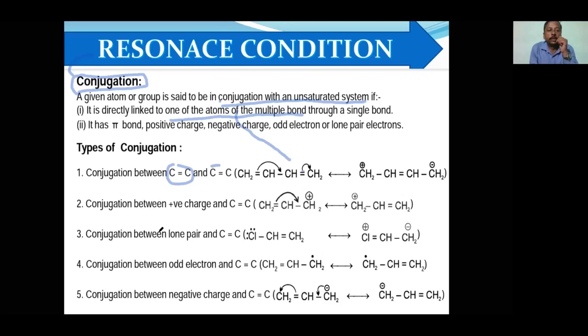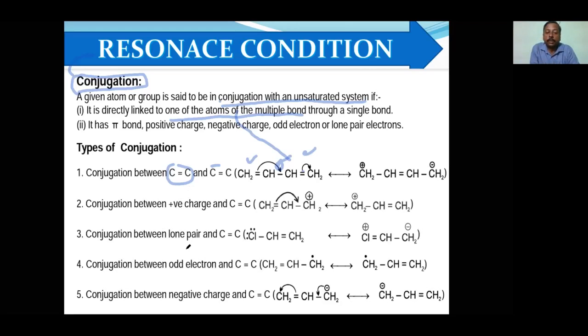What are the things? It should be directly connected to the multiply bonded carbon atom, and it has a positive charge, or a pi bond, or a lone pair, or even a free electron, or a negative charge. In this condition, see here, two pi bonds are separated by a sigma bond. So then we can say that it is a conjugation, and this type of conjugation is called pi-pi conjugation.